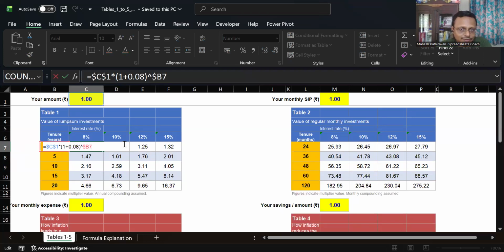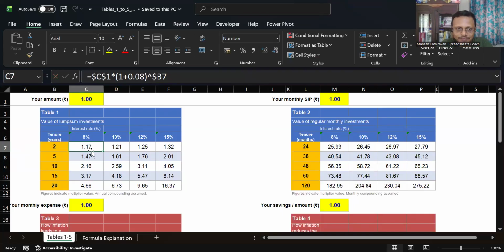Now, why is it 0.8? I will tell you the reason. And then raised to dollar B7. So B7 is your tenure of 2 years. So what are the three parameters? 1 rupee, your 2 years, and 8%. These three we have taken and that value has come.